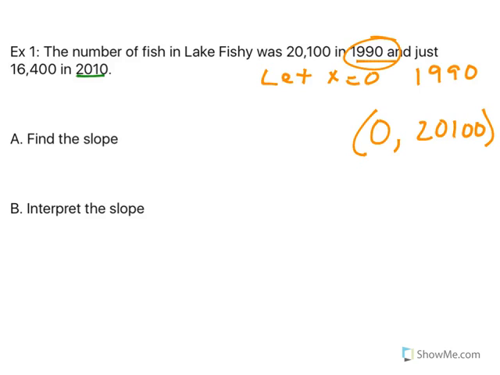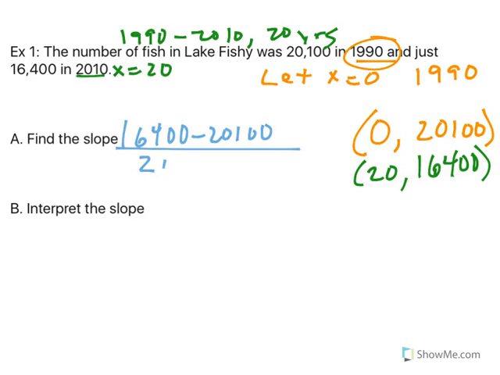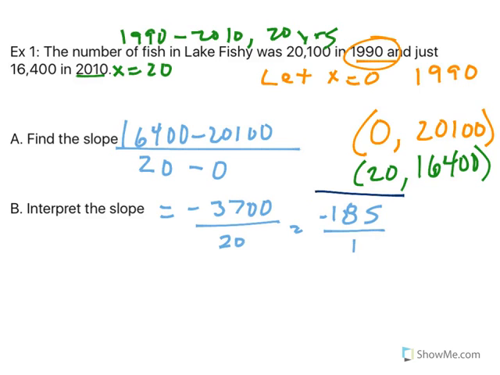Now, when I'm looking at 2010, think about the difference from 1990 to 2010 is 20 years. Therefore, the x value for 2010 would be 20. So 20, 16,400. Now I have two ordered pairs, so I can find the slope. Remember, my slope is y2 minus y1 over x2 minus x1. When I subtract, I end up with negative 3,700 over 20, which reduces to negative 185 over 1. I like to write my slope as a fraction always, because our slopes have the y values on top, x's on the bottom.